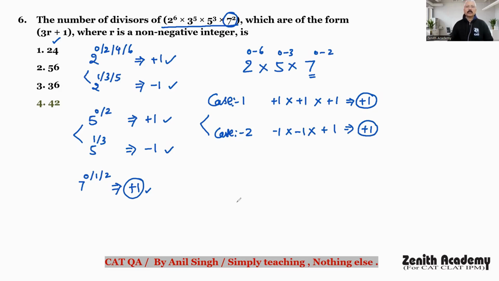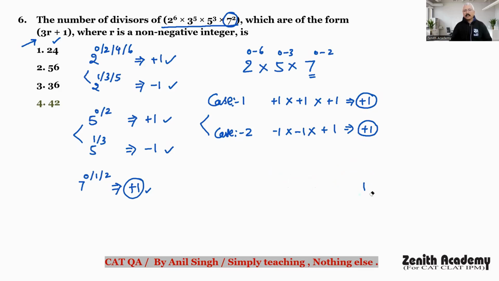So here these are two possible cases. The other case is not a desirable case. Like here, if I take plus 1 and this is minus 1, plus into minus into plus gives minus. So this is minus 1. It is not a desirable case because the number should be in the form of 3r plus 1. So this is not possible. And similarly, minus 1 into plus 1 and this plus 1 is also minus 1. So this case is not possible.